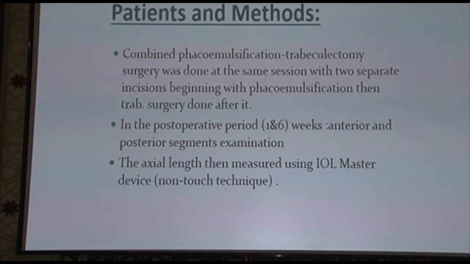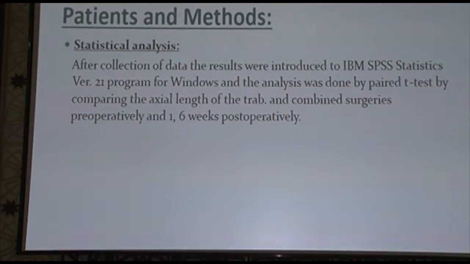For combined phacoemulsification trabeculotomy surgery, it was done in the same session with 2 separate incisions, beginning with phacoemulsification, then trab surgery done after it. In the post-op period, at 1 and 6 weeks postoperatively, we do the anterior and posterior segment examination, and the axial length is measured, as we said, by using the IOL Master device.